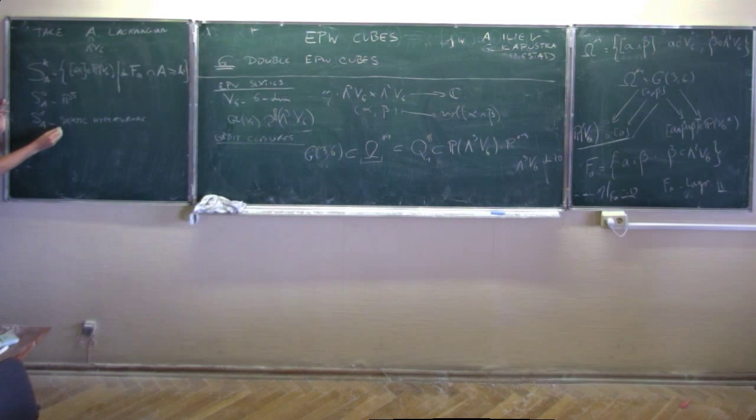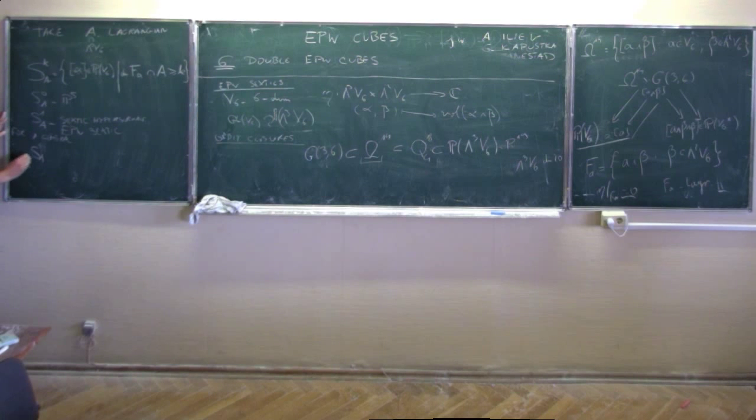Which is called an EPW sextic. So whenever it's a hypersurface, it's called an EPW sextic. And then in general, so for A general, this degeneracy locus, it's a Lagrangian degeneracy locus.